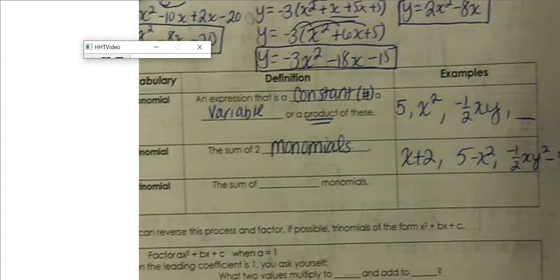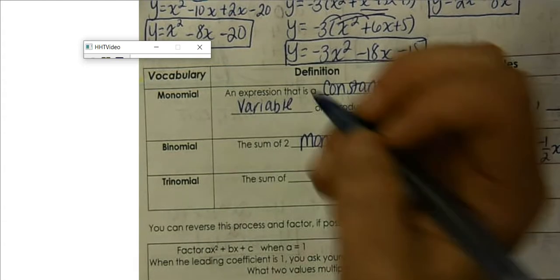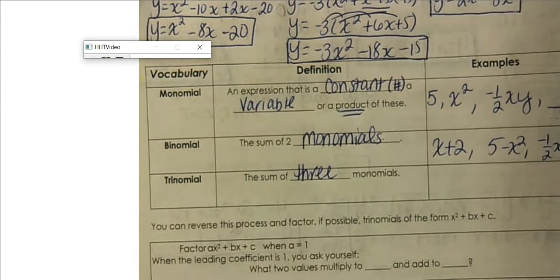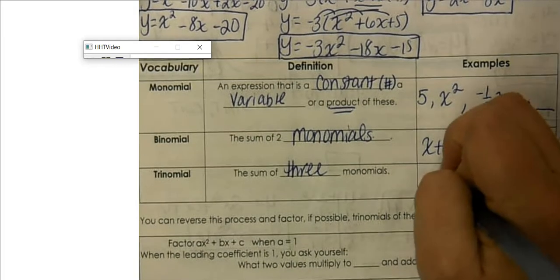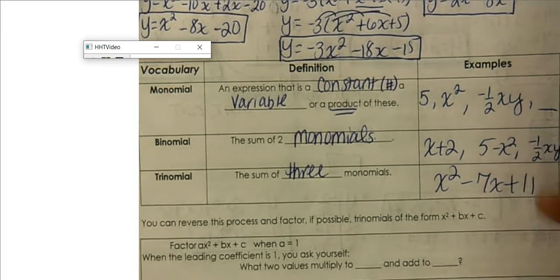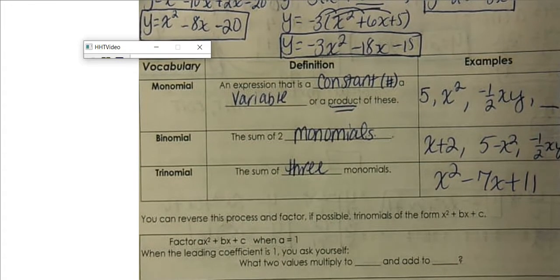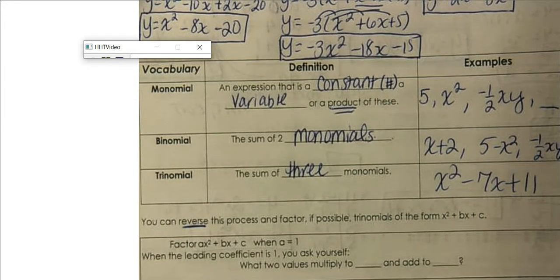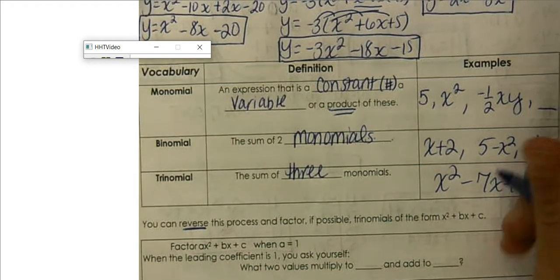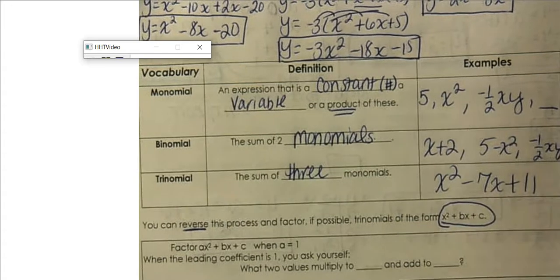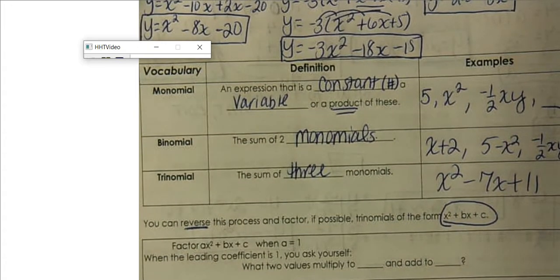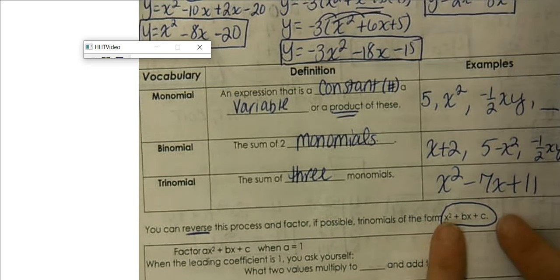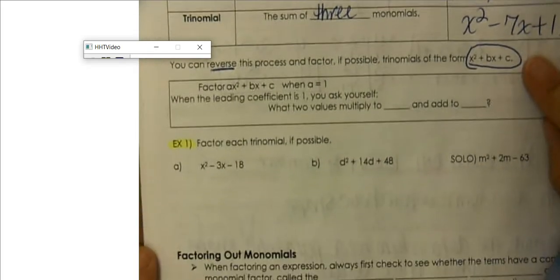And finally, we have trinomial. A trinomial is the sum of three monomials. So three monomials would be something like x squared minus 7x plus 11. Standard form is an example of a trinomial. It's not the only type, but it's one example. So what we're going to be doing is reversing the process and factoring, if possible, trinomials of the form x squared plus bx plus c. So we're reversing the process from standard form into intercept form.